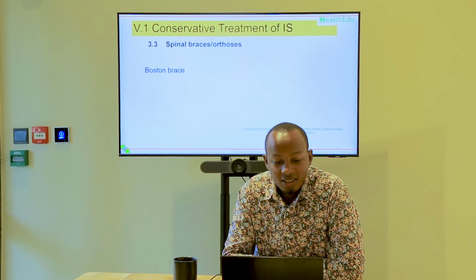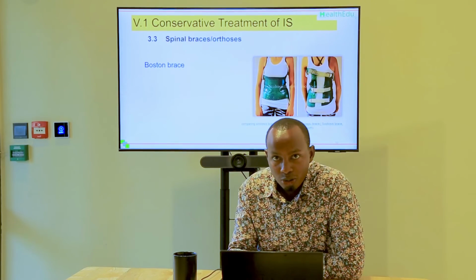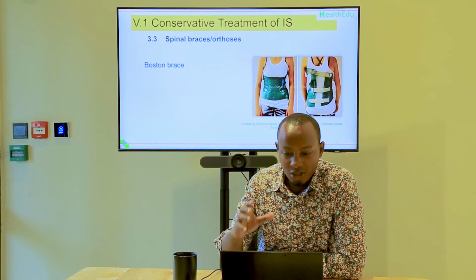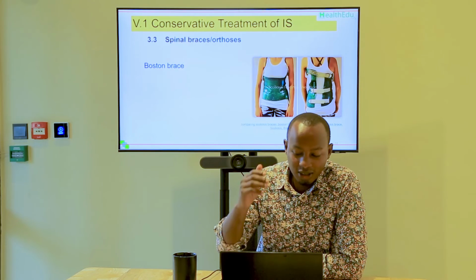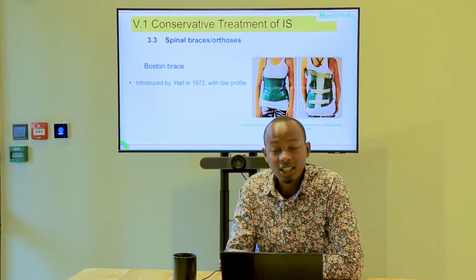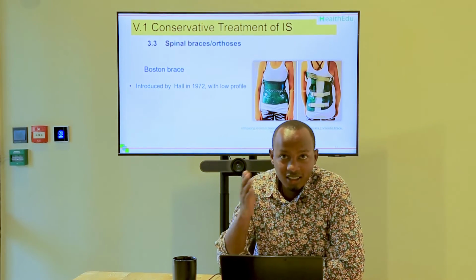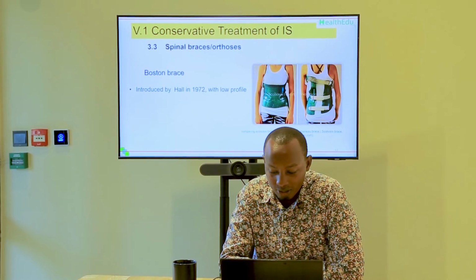The second one is the Boston brace. This Boston brace is below the cervical region. So it's not a CTLSO, it's a thoracolumbar-sacral orthosis. This was introduced in 1972 by Hall. It's low profile because it doesn't extend above the thoracic area.